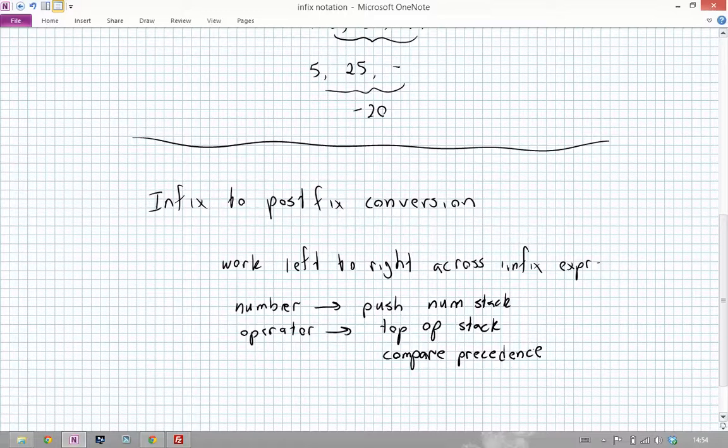A higher precedence operator, for example, multiplication is higher precedence than addition. So in the grand scheme of things, if I have the addition operator already on the stack and the multiplication operator in my hand, which one of these things has to happen first? Multiplication. So I'm going to push that onto the stack.